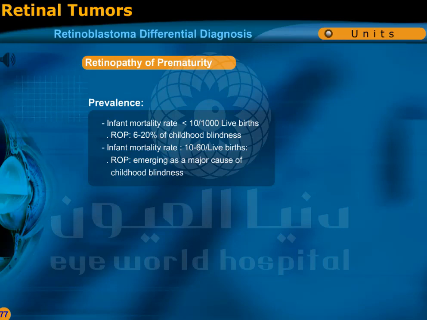Retinopathy of prematurity is 6 to 20% of childhood blindness. Infant mortality rate 10 to 60 per 1,000 live births. Retinopathy of prematurity is emerging as a major cause of childhood blindness.